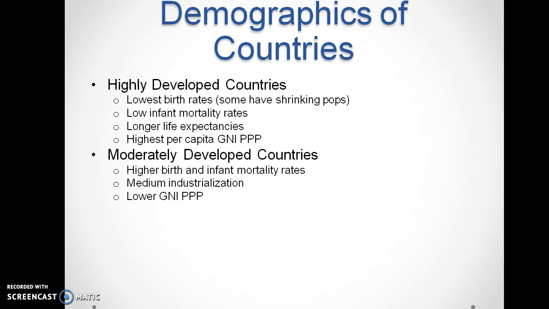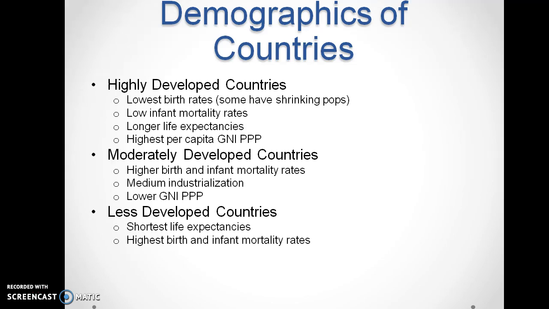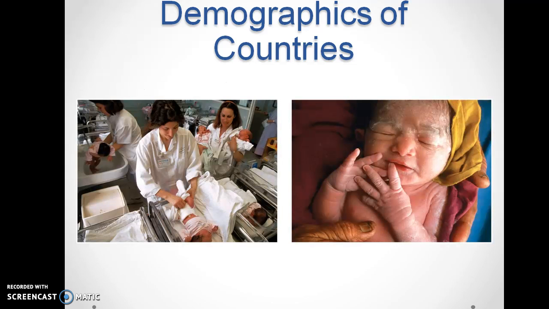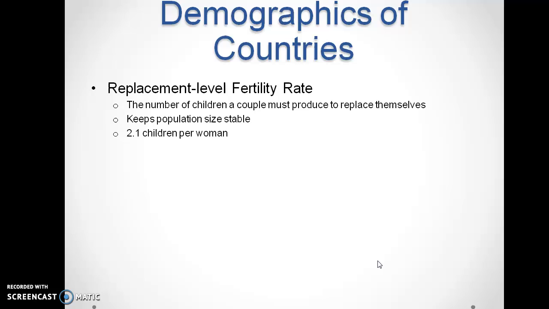Moderately developed countries have higher birth and infant mortality rates, a medium amount of industrialization, and lower prosperity. And then those less developed countries are the places that have the shortest life expectancies and the highest birth and infant mortality rates. So we can tell a lot about a country just looking at how many babies are born and what their chances are of actually surviving past infancy. That can tell you a lot about the demographics of a country.